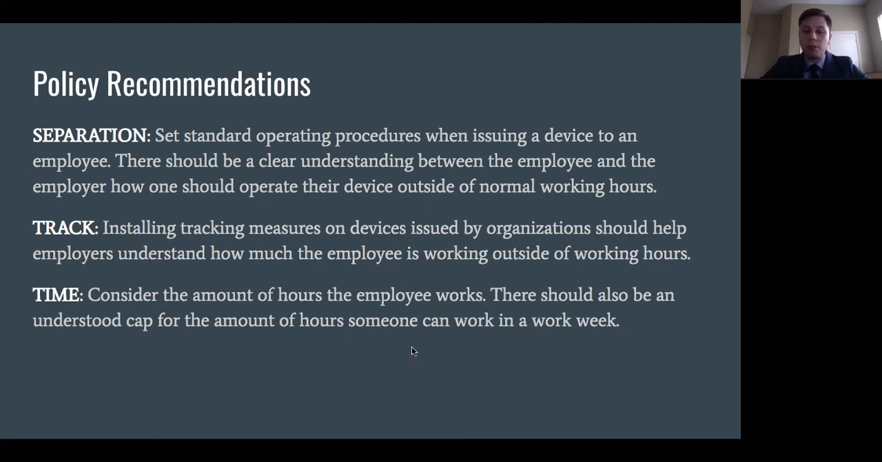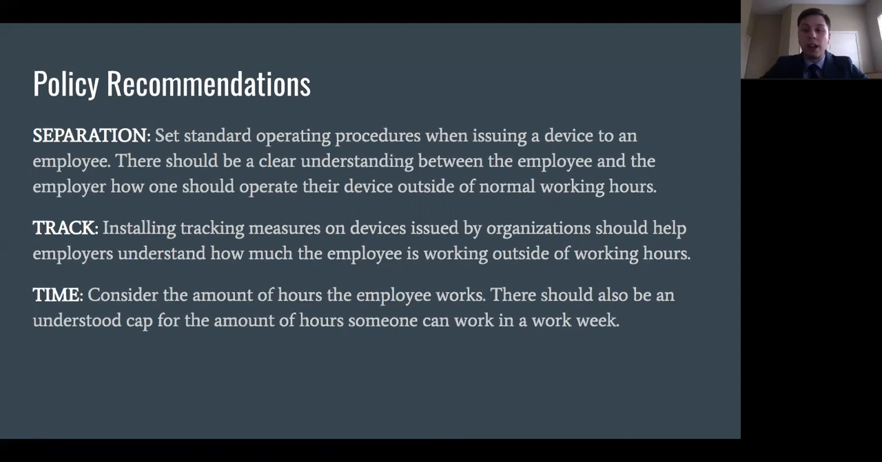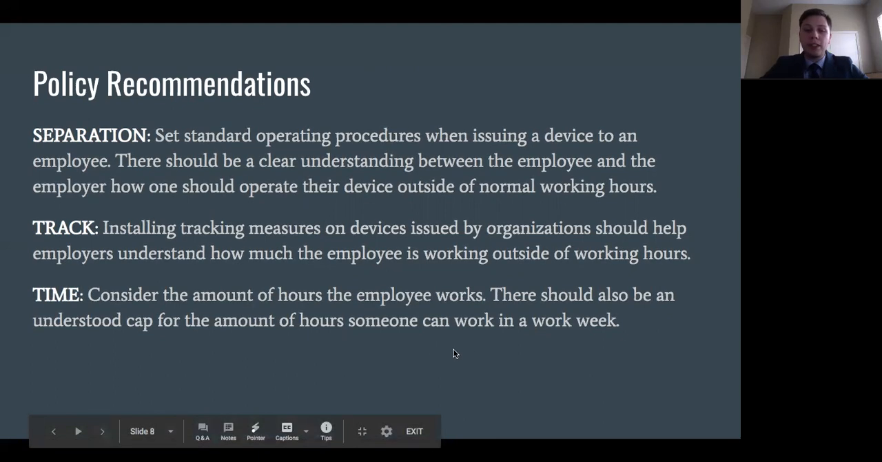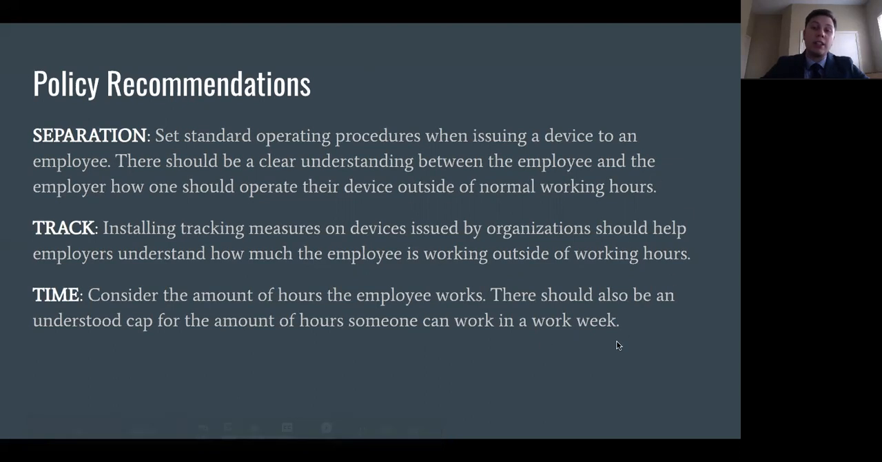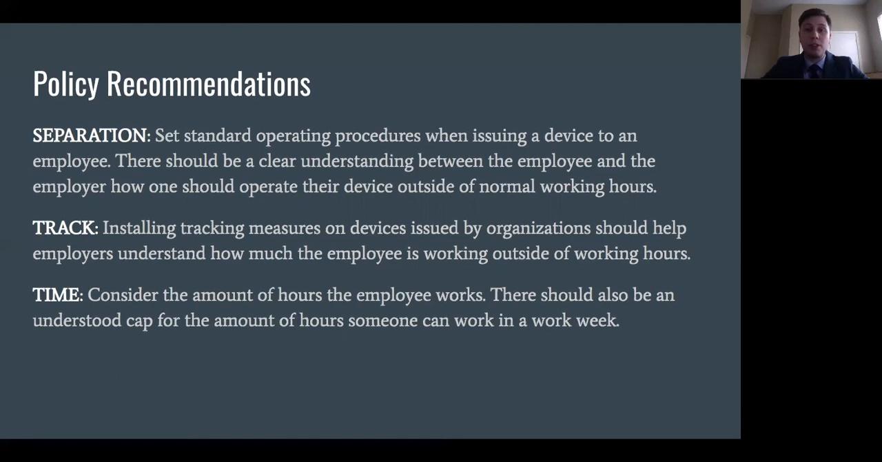So I think employers should really consider having a cap on how much time their employees can work outside of working hours, and tie all these three together, making sure that their employees are satisfied with their work-life balance. With that being said, I strongly recommend these policies and that you implement them within your organizations.